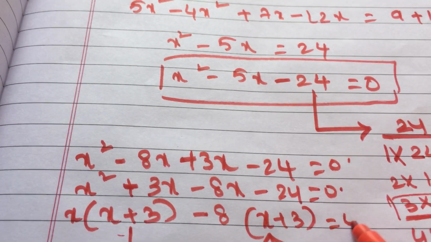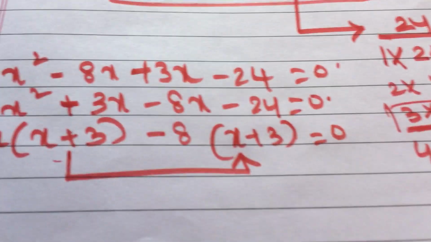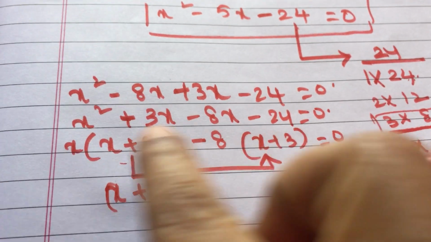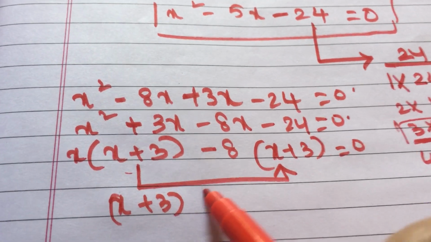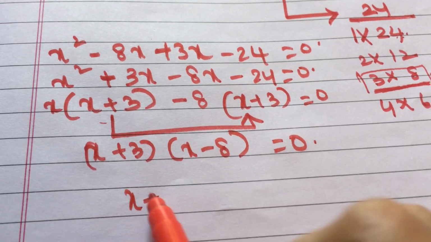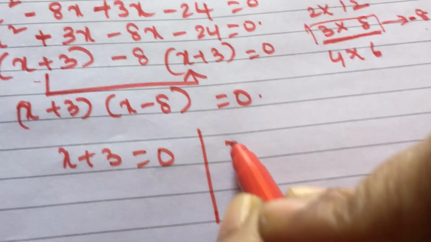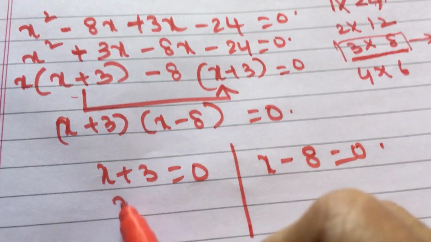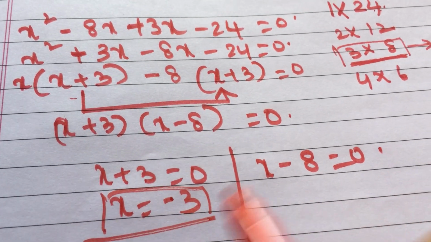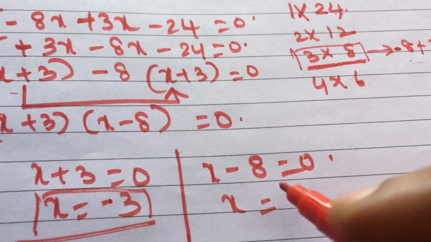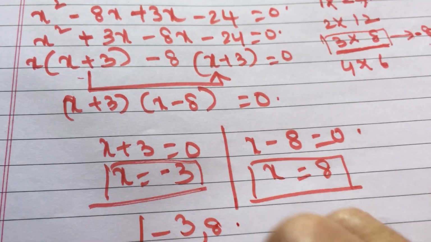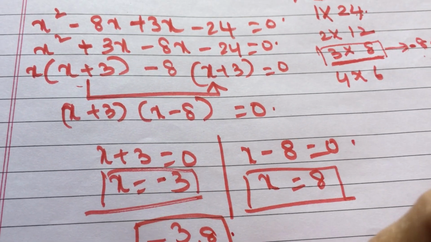So this is correct. So the roots now will become, okay, x plus 3, this one the common term, and the remaining x minus 8. x plus 3 into x minus 8 is equal to 0. So equating these two, x plus 3 is equal to 0, x minus 8 is equal to 0. So x equals minus 3, and x minus 8 is 0, when it goes to the other side, it becomes 8. So the roots are minus 3 and 8. Okay, this is how we will be resolving this.